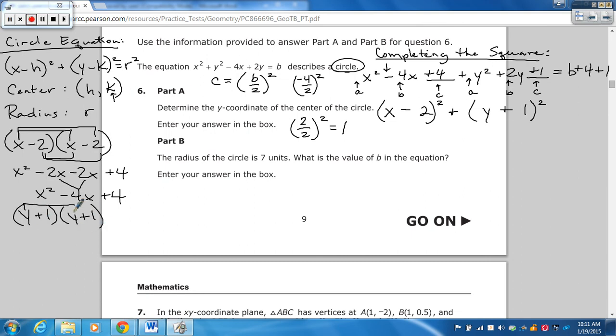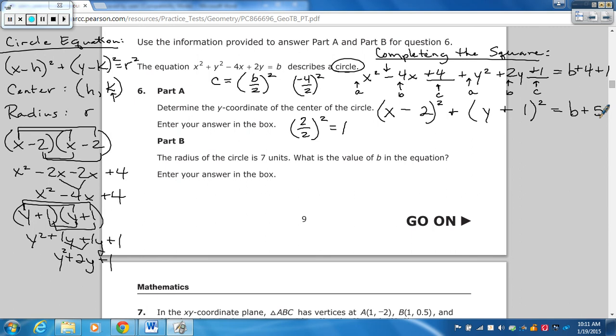The first terms are y squared. The outer terms plus 1y. Inner terms plus 1y. The last terms plus 1. If we combine the like terms here, y squared plus 2y plus 1, we get the exact same expression that's up here. Okay? And then what's left over is actually b plus 5.